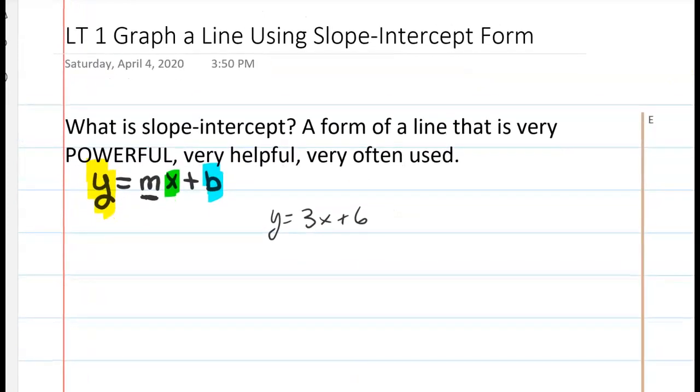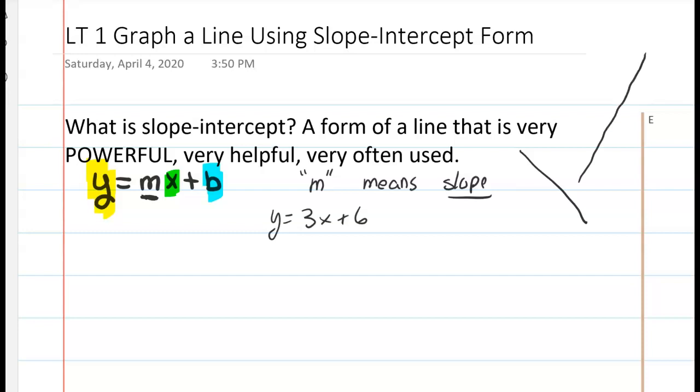So first, what is slope-intercept form? It's a form of a line that is very powerful, very helpful, and very often used. It's in the form where you put the y on the left of the equal sign, and you put mx plus b. m means slope. It means how steep is that line? Is it really steep? Am I going uphill really steep? Am I going uphill not so steep? Am I not going uphill at all? Am I going downhill? What is the slope of that line? b, well, we're going to find out what that means.